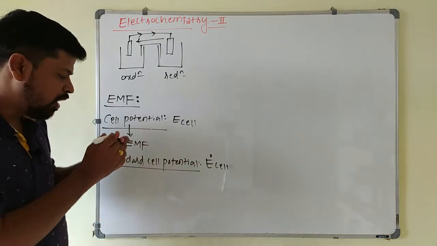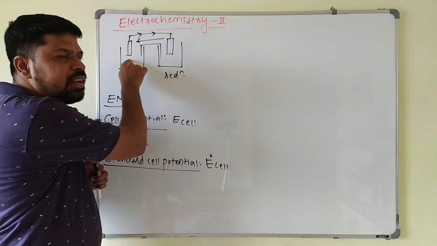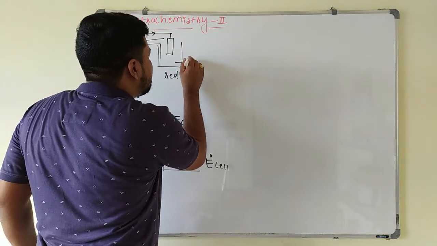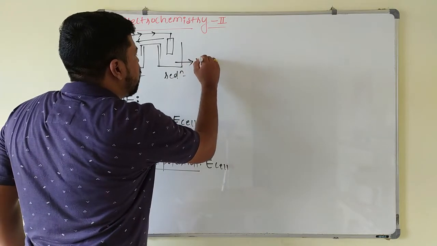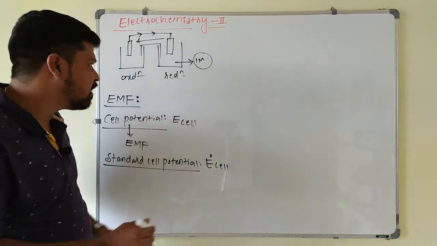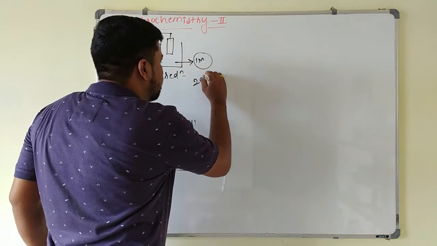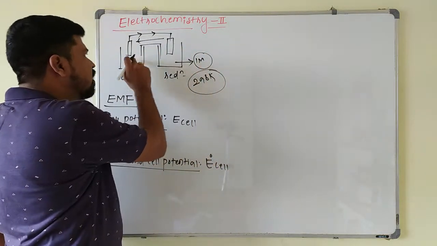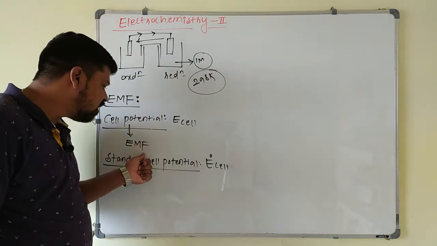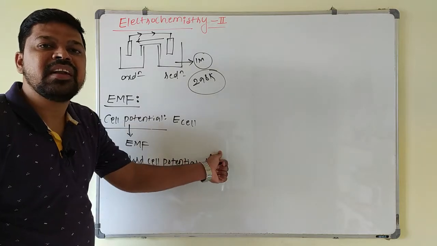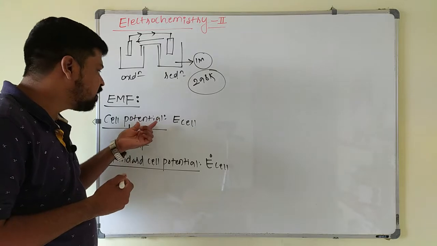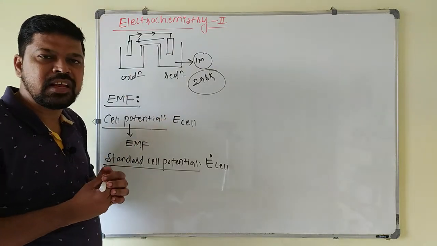It is the potential difference between the two electrodes of the galvanic cell when all the reacting species are at unit concentration. Here the electrolytic solution must be 1 molar. Whenever the reacting species are at unit concentration at 298 Kelvin, then the potential difference between the two electrodes of the galvanic cell is taken as the standard cell potential or standard EMF here. So this is the EMF or cell potential of the galvanic cell. What is the cell potential here?